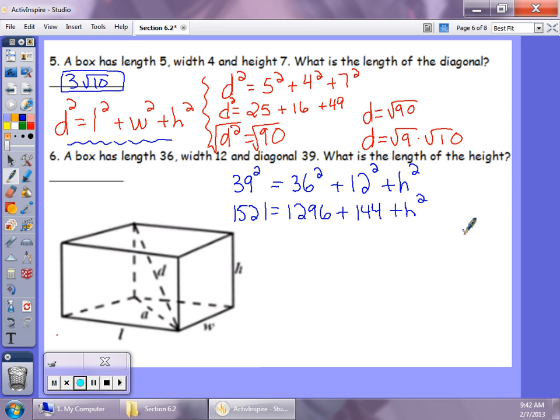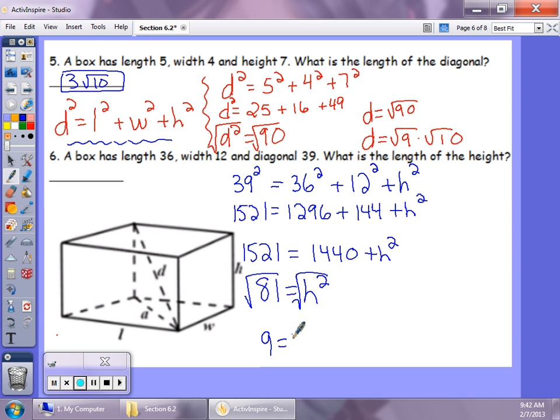So let's follow our rules for solving equations. If we add 1,296 plus 144, that will give us 1,440 plus h squared. So if we take 1,521 and subtract 1,440, we're going to be left with 81 equals h squared. And if we take the square root of both sides, this is going to give us a nice answer. Since 81 is a perfect square, the square root of 81 is 9. So we know that the height of this box is 9.